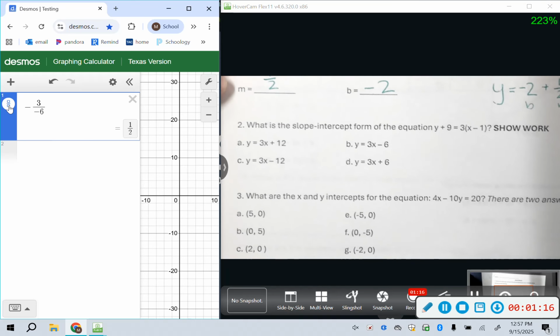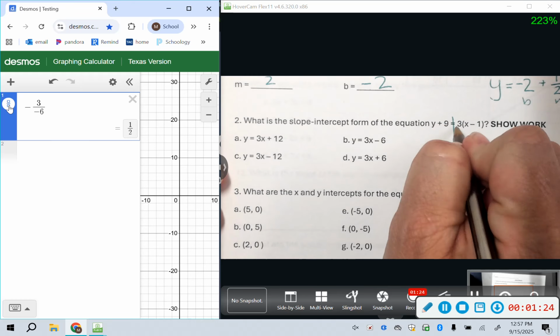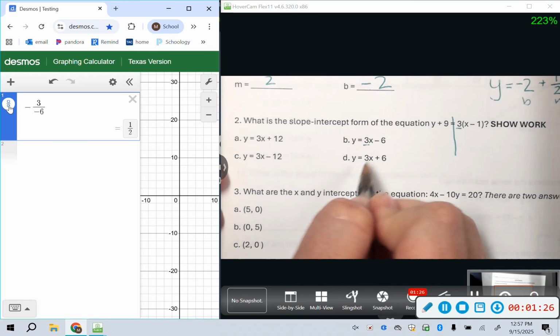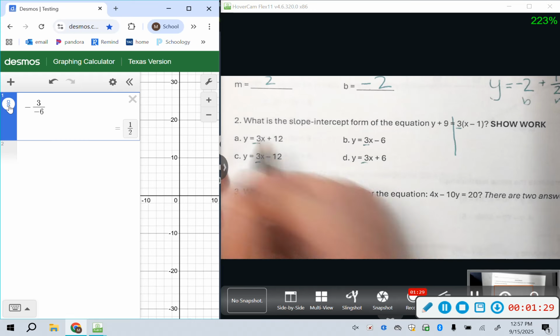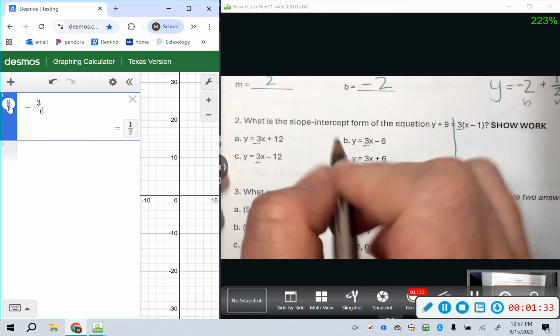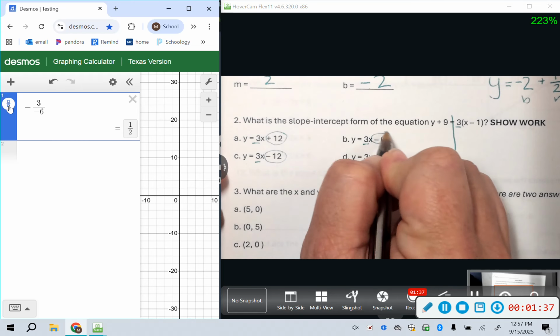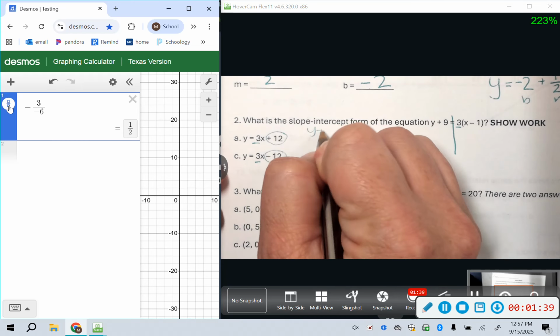Okay, this one says, what is the slope-intercept form of the equation? Well, slope-intercept form, again, like that one up there. But on this one, it's a little different. Well, I know my slope is 3. Well, all of them have a slope of 3, so that doesn't help me. Okay, so now I need to move this over so I can find, remember, these are our y-intercepts. That's our y-intercept.